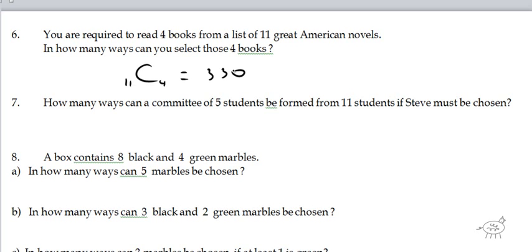How many ways can a committee of 5 students be formed from 11 students if Steve must be chosen? Hey, that's me. Anyway, this is kind of that baseball problem where you have to pick 5 students, but somebody's already chosen. So I don't really have 11 to choose from anymore because Steve's already in the group. Do you guys agree? It's 10 to choose from, and I'm only picking 4 because I already picked Steve. So Steve comes out of the 10 and out of the 4, because there's one less person to choose from and one less person to choose. So it's actually 10C4, which is 210.